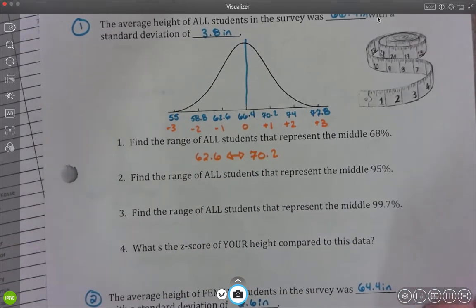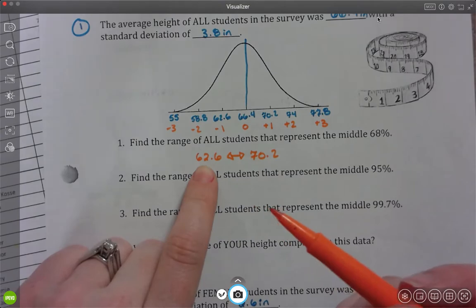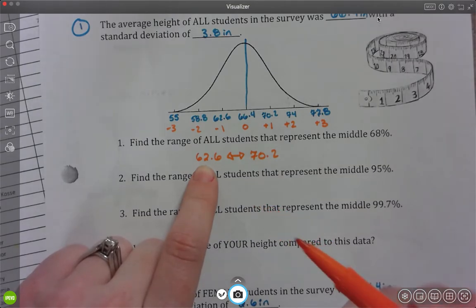A lot of you guys probably do, and there are some of you that are probably taller than that, or shorter than that. I'm just right under 62.6 inches. I'm maybe 62 exactly.